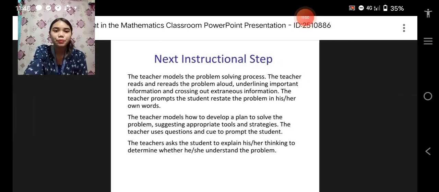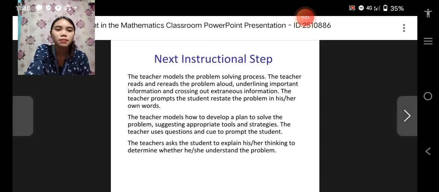instructional step. So the teacher models the problem solving process. The teacher reads and rereads the problems aloud, underlining important information and crossing out extraneous information. So the teacher prompts the student to restate the problem in his or her own words.